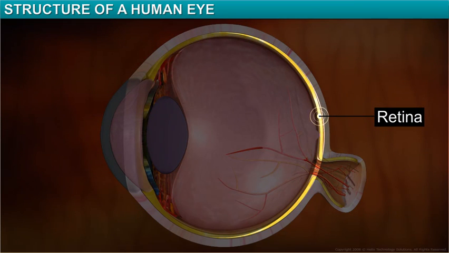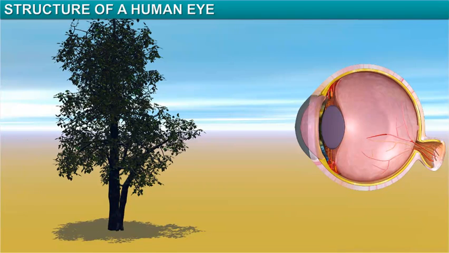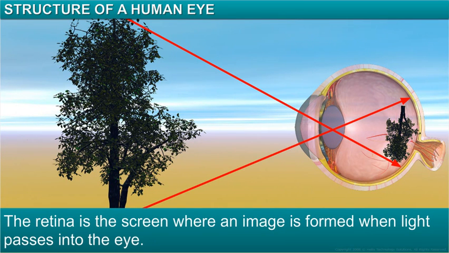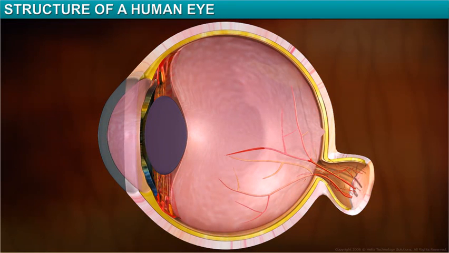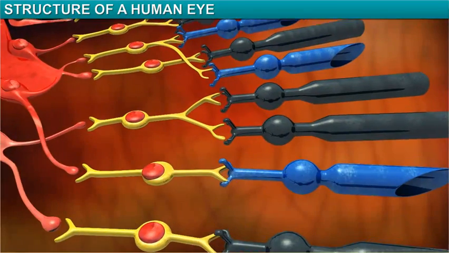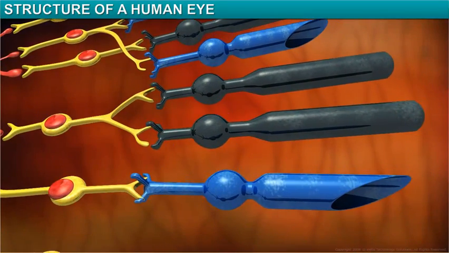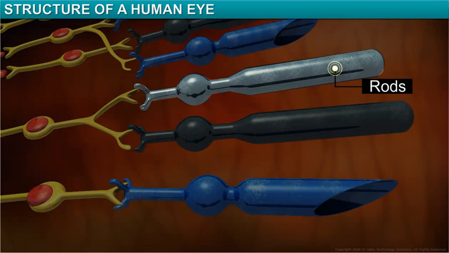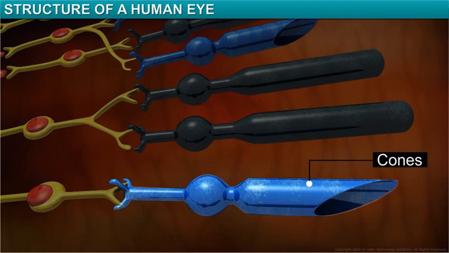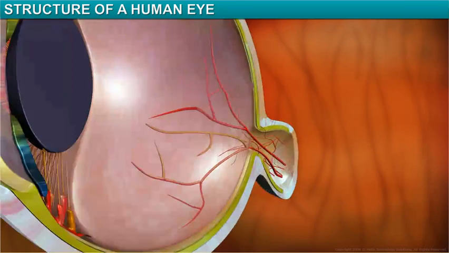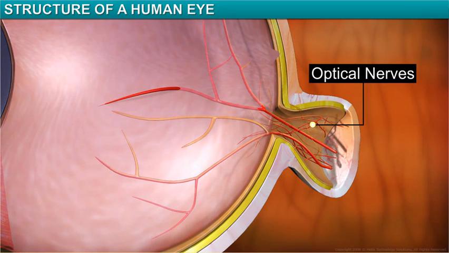The innermost part of the eye is called the retina, where an image is formed when light passes into the eye. The retina is spread all through the interior of the eye behind the lens, forming a canopy of the nerve endings of the optical nerves. The retina contains two main types of light-sensitive cells, called rods and cones. Through optical nerves, the retina connects the eye to the brain.